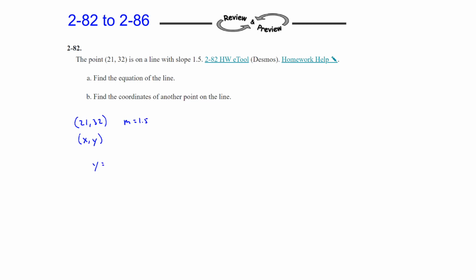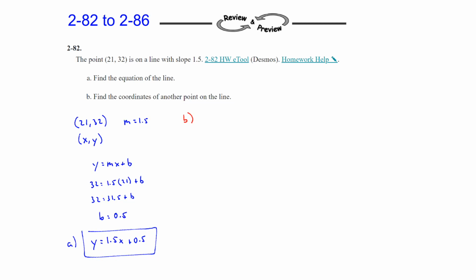So we can use our equation y equals mx plus b, plug in the three variables that we know. 32 equals 1.5 times 21 plus b, and then we can solve for b. 32 equals 31.5 when you multiply 21 times 1.5. Subtract 31.5 from 32, and you get 0.5. So for part A, to write the equation, we would have y equals 1.5x plus the y-intercept of 0.5.